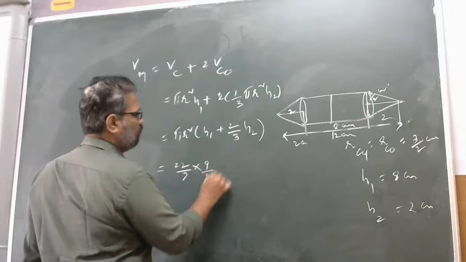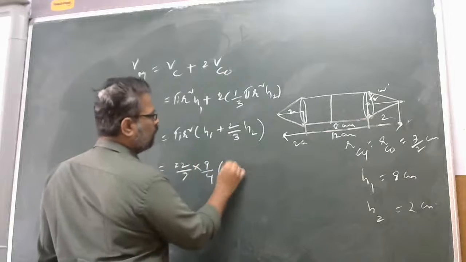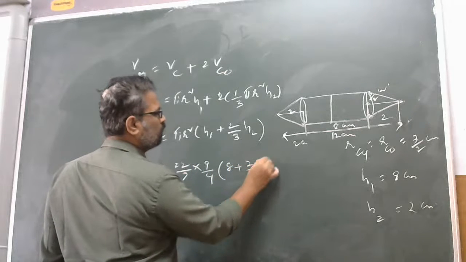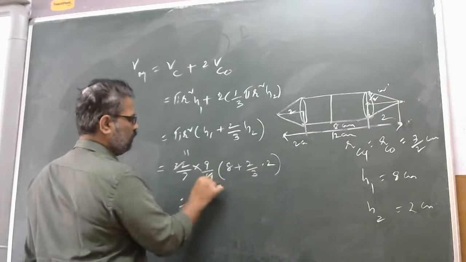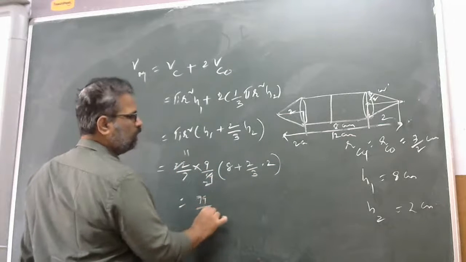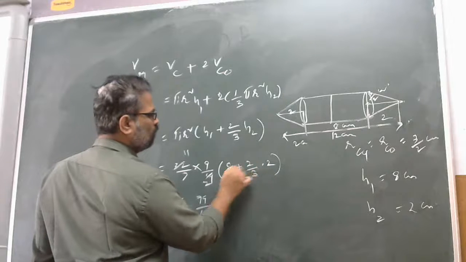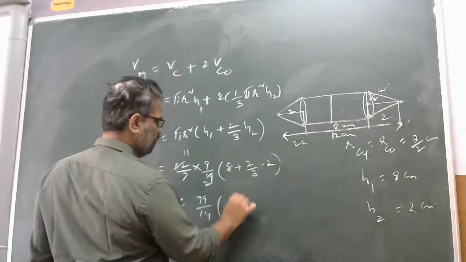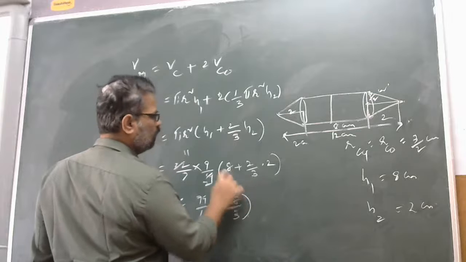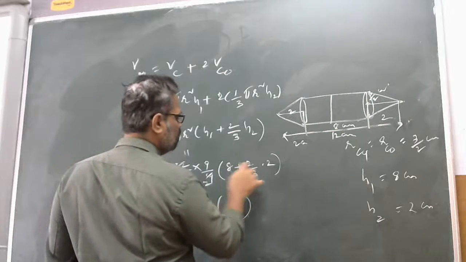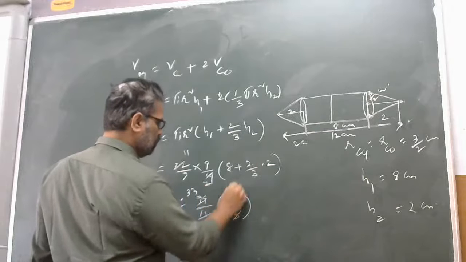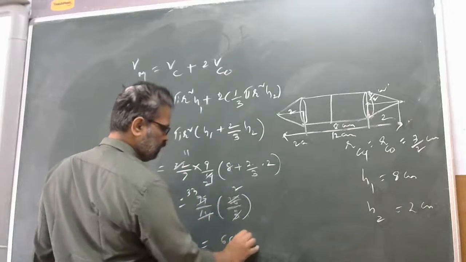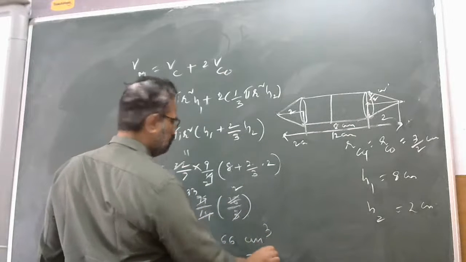9 by 4. H1 is how much? 8 plus 2 by 3 into H2, which means 2. This is 11. 99 by 14 into 4 by 8 plus 4 by 3, 28 by 3. 8 plus 4 by 3 is 24 plus 4, 28 by 3. So this will go 33 times, and this will go 2 times. Correct. 66 centimeter cube is the volume.